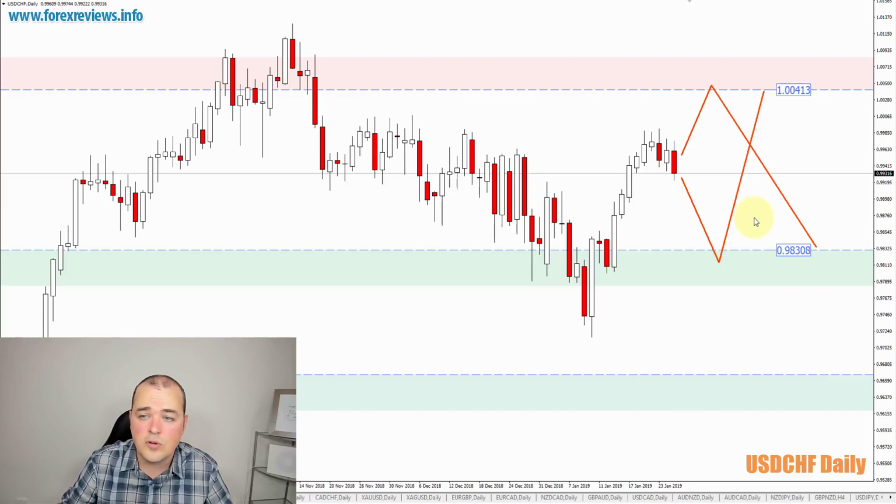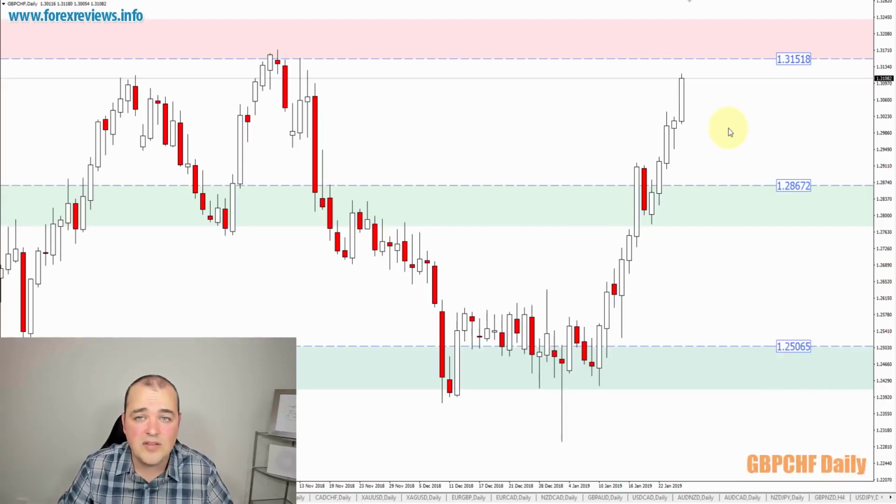And also the $1.41 zone area as a potential target area to the upside for those people who are still holding a buy trade on this market, as well as a great area on this market to look for a potential bearish opportunity in that area and a potential move to the downside from that important zone. Okay, well that's it for that market. The next pair to cover is GBP/CHF, and I'm on the daily chart.